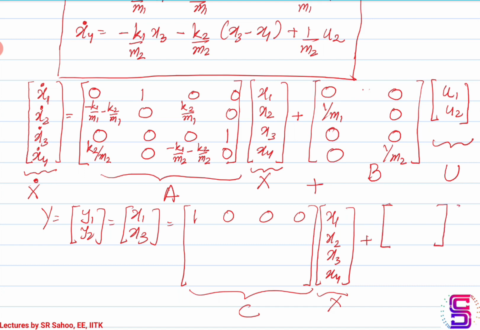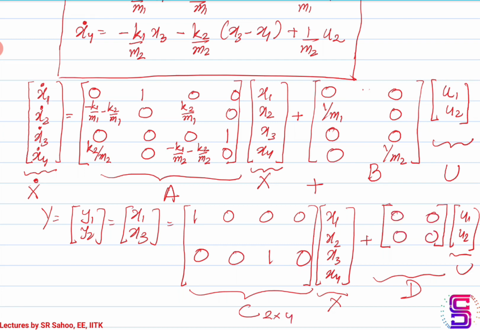Two outputs. U1. So this is U and this is B. And this should be 0, 0, 1, 0. So this is my C. So C is basically a 2 cross 4 matrix. B is all zeros again in this case. So this is a 2 cross 2 system.